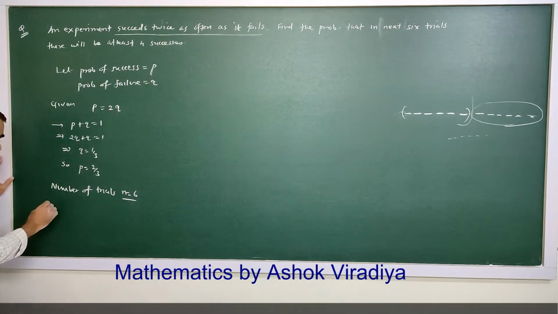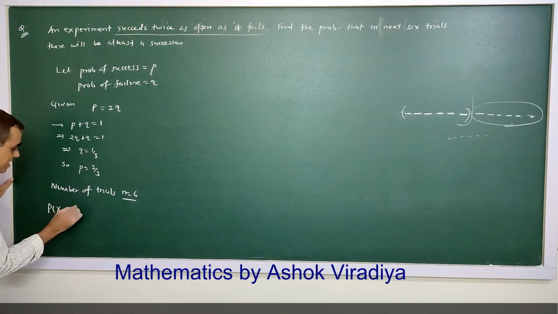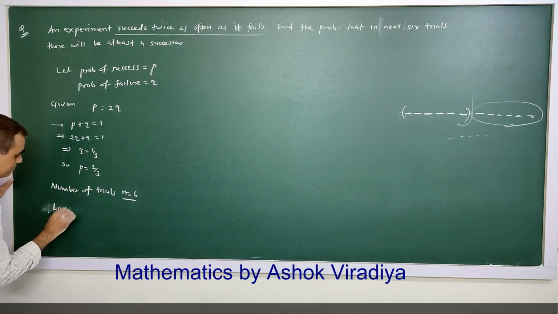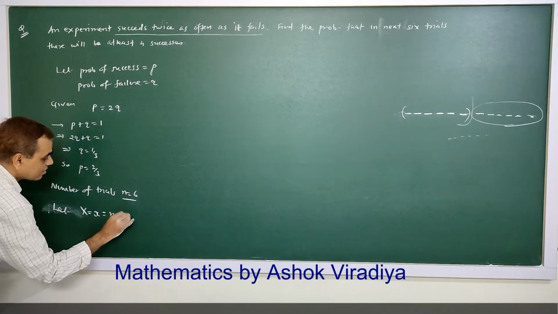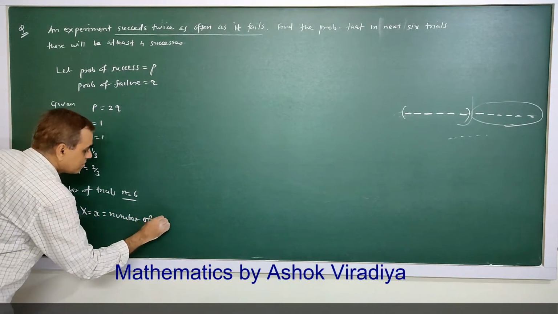So the probability of success, X means the number of successes, X equal to x number of successes.